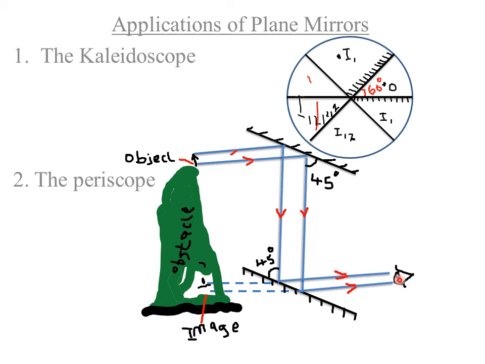So if you are asked to give two applications of plane mirrors, you simply say they are applied in a kaleidoscope and in a periscope. Remember we said in a kaleidoscope the mirrors are inclined at 60 degrees. Its application is that it is used by designers to obtain ideas on systematic patterns. Then in a periscope, the mirrors are inclined at 45 degrees to the horizontal. It is used in submarines and also to watch over crowds.